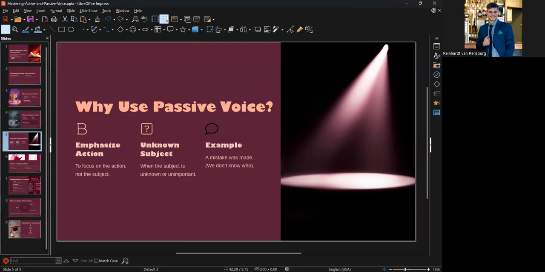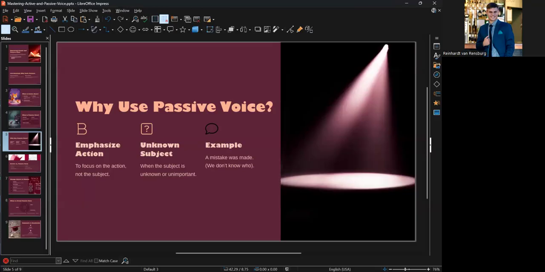Passing the law is more important than who did it. Okay, you understand that? Then next up, we use the passive when the subject is unknown or unimportant. An example here would be: a mistake was made. In this case, we don't know who made the mistake, or it's not relevant.